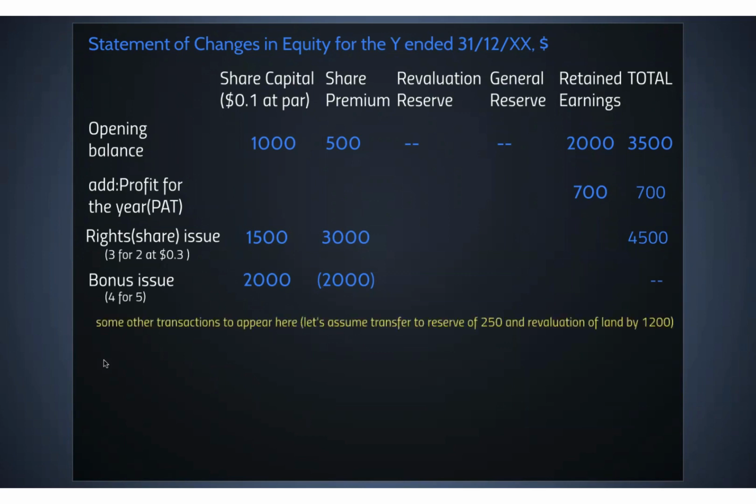Now let's assume that some other transactions should appear here. Let's assume a transfer to general reserve of 250, and revaluation of land by 1,200. When we speak about general reserve, some companies like banks, insurance companies, and some others are obliged to have an increased general reserve in order to be able to respond to any claim from the public.